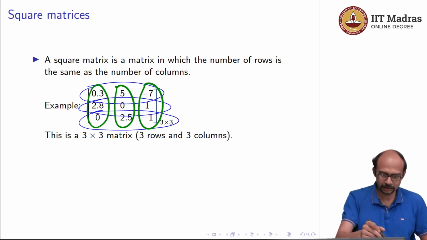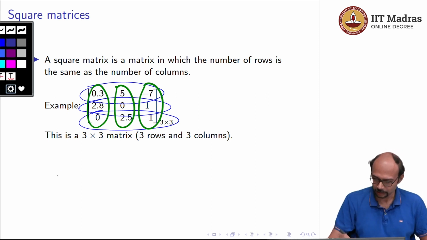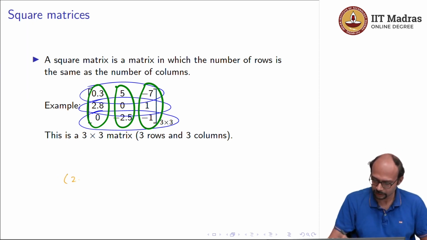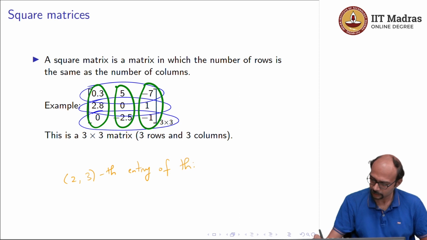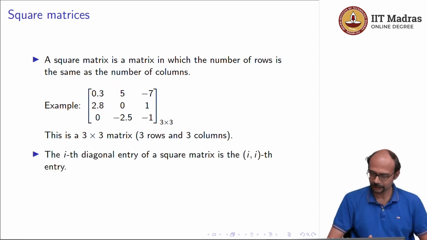So again, just as a test, if you want to ask what is the 2/3 entry of this matrix, you look at the second row and the third column, so that's 1. Okay, so I hope you're comfortable with the notations.